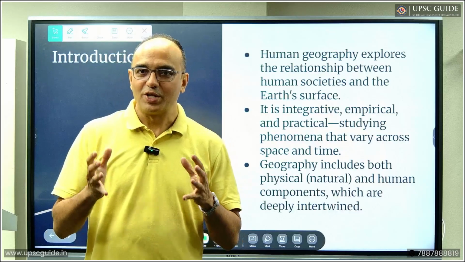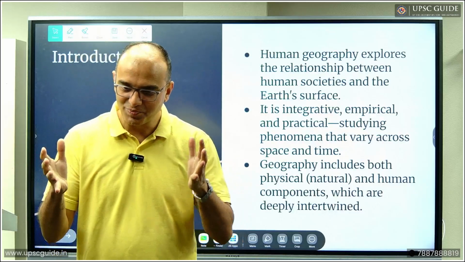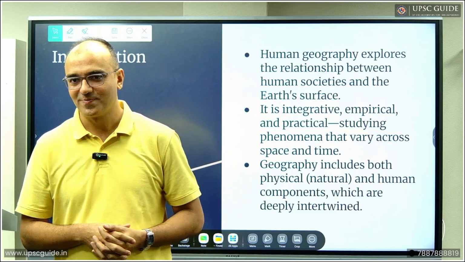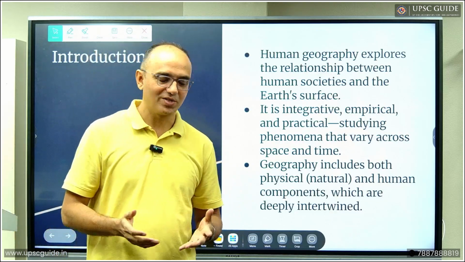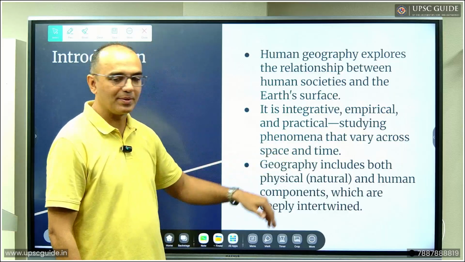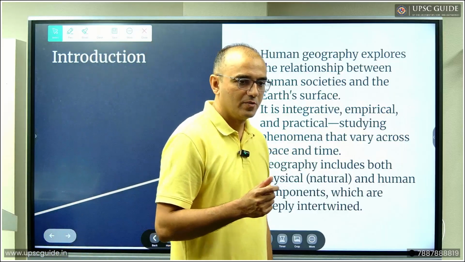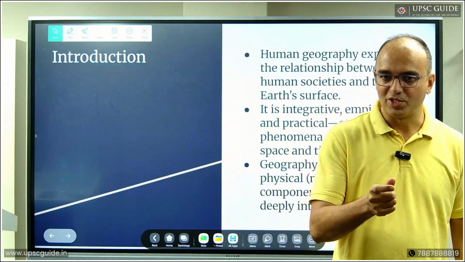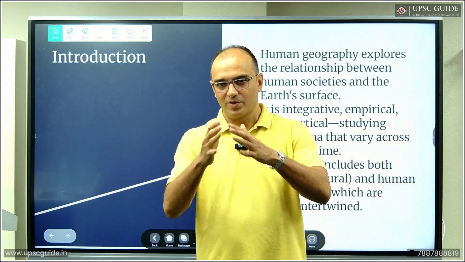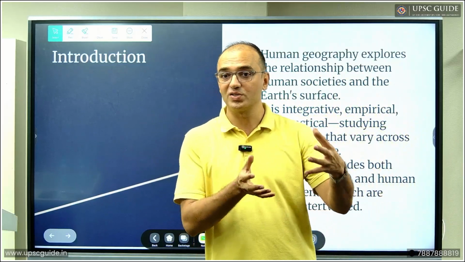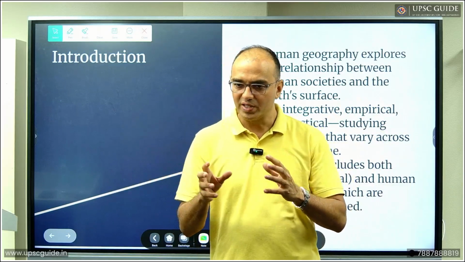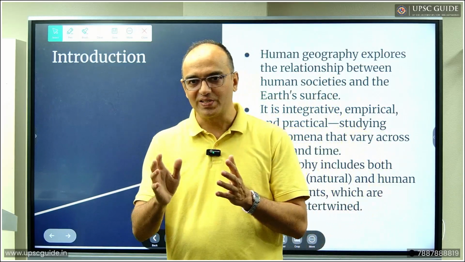Because when you study the interrelationship between man and environment, it has direct practical applications, right? Studying phenomena that vary across space and time. When we say man-environment relationship, as I have discussed till now, if you look at the map of India, in certain locations environment will be dominant, in certain locations humans will have a lot of choice. So it is across space and across time.